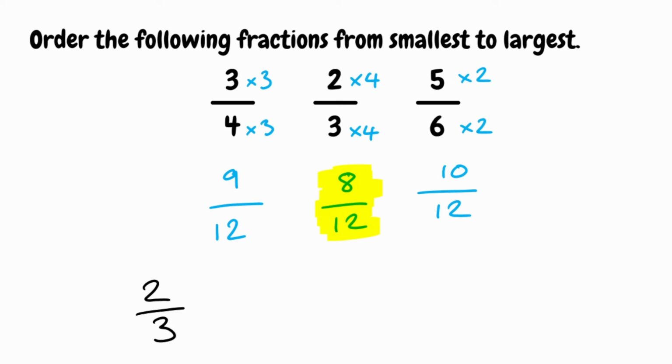Again, going from smallest to largest, the next one would be 9/12. So that's the next one on our list, but we need to make sure that we use the original fraction we were given. So the next one would be 3/4. And then finally, we're left with our 10/12 as our last fraction. So we just, again, use the fraction we were given in the original question, which was 5/6. So these fractions in order from smallest to largest would be 2/3, 3/4, and 5/6.